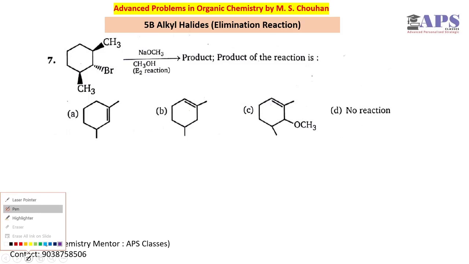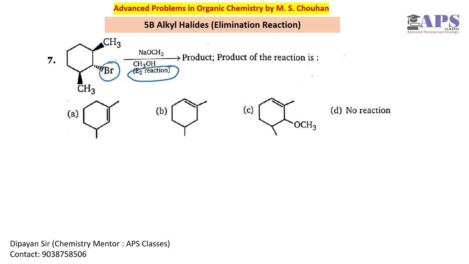Moving forward to question number 7, again we have to perform an E2 reaction, but this is below the plane. This is alpha carbon, beta carbon, above the plane CH3, beta carbon, above the plane CH3. So there is no hydrogen present in the anti-periplanar position with respect to bromine. So there should not be any E2 reaction. If E2 reaction is possible, then there should be one hydrogen present in the anti-periplanar position at the beta position. There is no anti-periplanar hydrogen present at the beta position. So there should not be any reaction. So no reaction is the correct option.